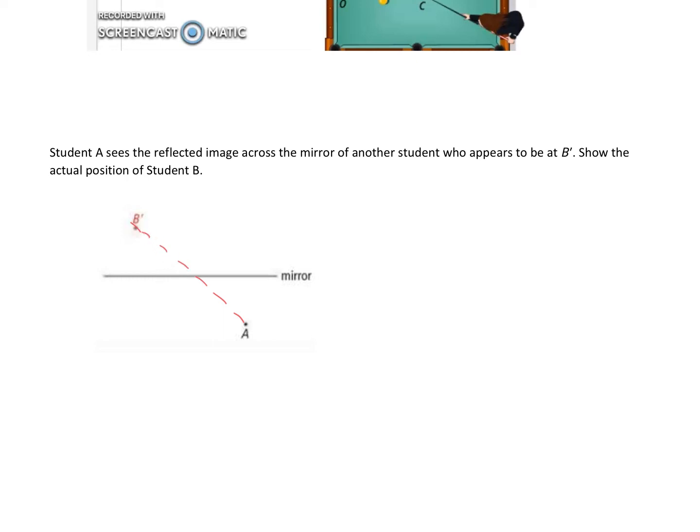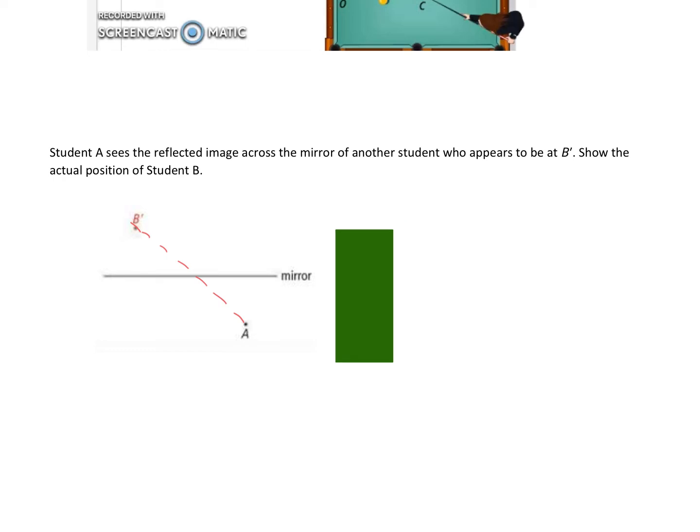Show the actual position of student B. So student B, this is B', student B is going to be reflected across our mirror. So what we want to remember about reflections is they reflect across a perpendicular, we need that perpendicular bisector.